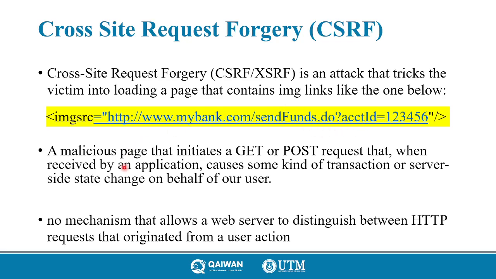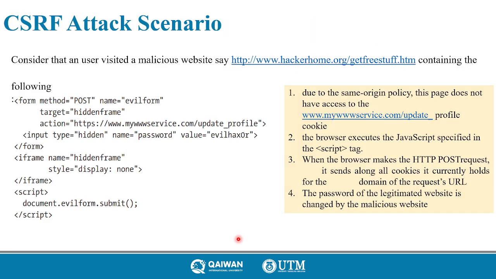A malicious link initiates a GET or POST request that, when received by an application, causes some kind of transaction or server-side state change on behalf of the user. So the attacker will send me this link, and when I click on this link, some funds on my account would be sent to another account. There is no mechanism that allows a web server to distinguish between HTTP requests that originated from the user's action.